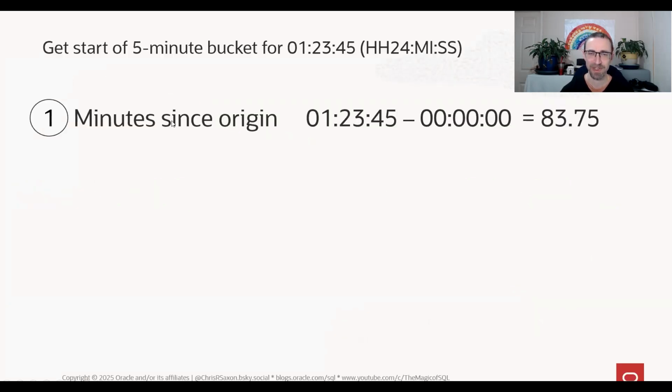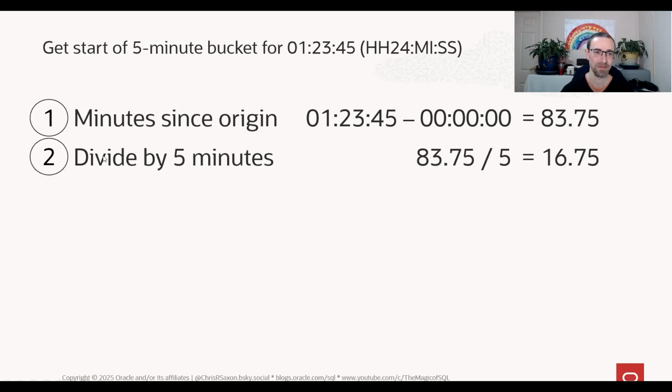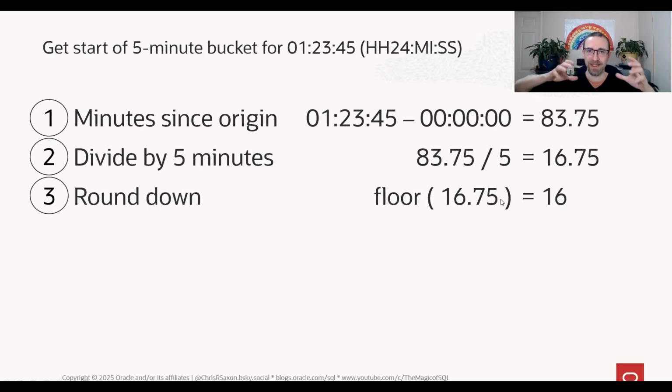Well, the first thing we're going to do is find the minutes since the origin. So 1:23:45 a.m. minus midnight, subtract one from the other, and that is 83.75 minutes. We'll divide that down by 5 minutes, so that gives us 16.75, and then we're going to round that down to get the bucket.